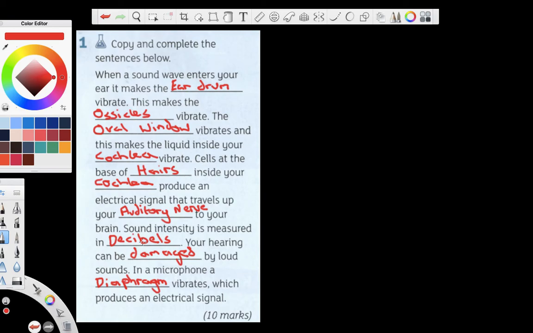So your answer should have read, when a sound wave enters your ear, it makes the eardrum vibrate. This makes the ossicles vibrate. The oval window vibrates, and this makes the liquid inside your cochlea vibrate. Cells at the base of hairs inside your cochlea produce an electrical signal that travels up your auditory nerve to your brain. Sound intensity is measured in decibels. Your hearing can be damaged by loud sounds. In a microphone, a diaphragm vibrates, which produces an electrical signal.